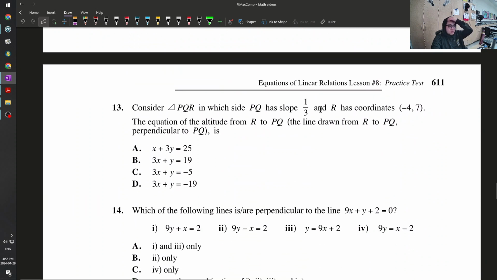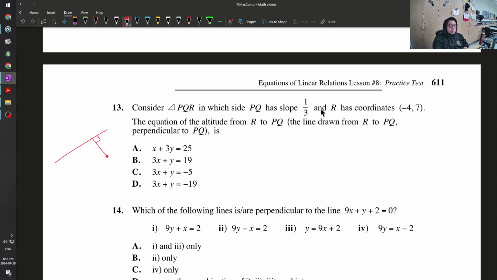13. Consider triangle PQR with side PQ has slope 1/3 and R has coordinates -4, 7. The equation of the altitude from R to PQ, the line perpendicular from R to PQ, is. So if something has a slope of 1/3, and then you are given a point, it wants the equation of that perpendicular line to the point.